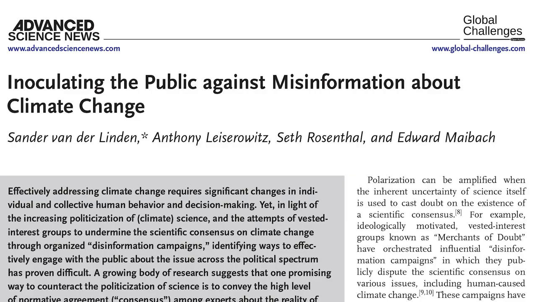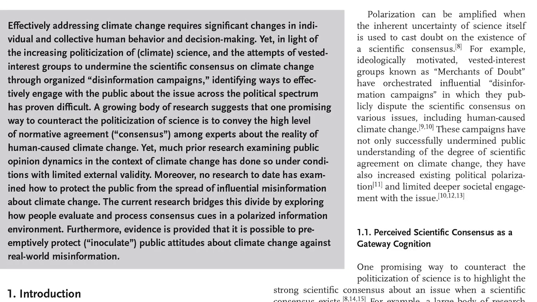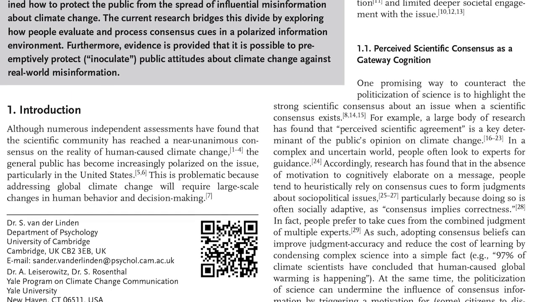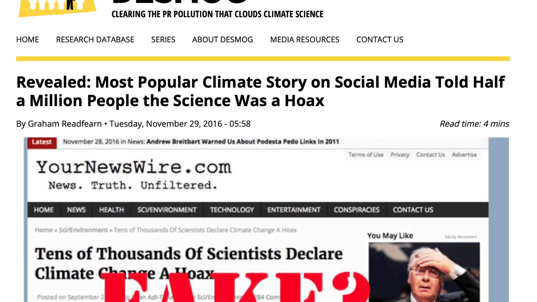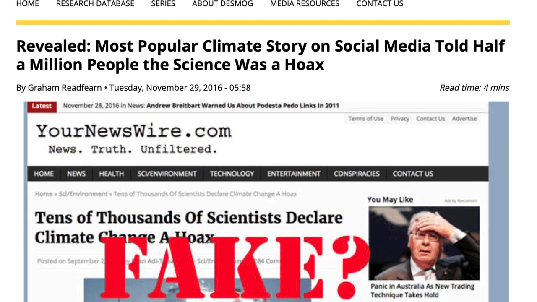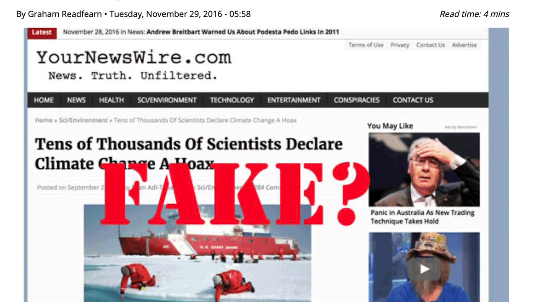Sander van der Linden and his colleagues tested different arguments against the scientific consensus on climate change and found the petition project was the most effective in reducing climate perceptions. An analysis by Graham Readfearn at DeSmogBlog found that the most shared climate story on social media in 2016 was an article about the petition project. So the petition project is viral and effective, but is it misinformation?